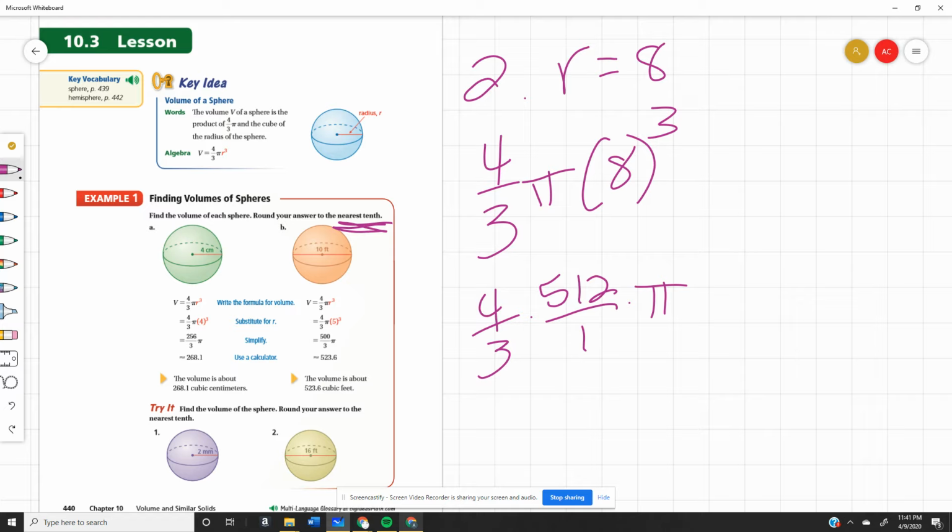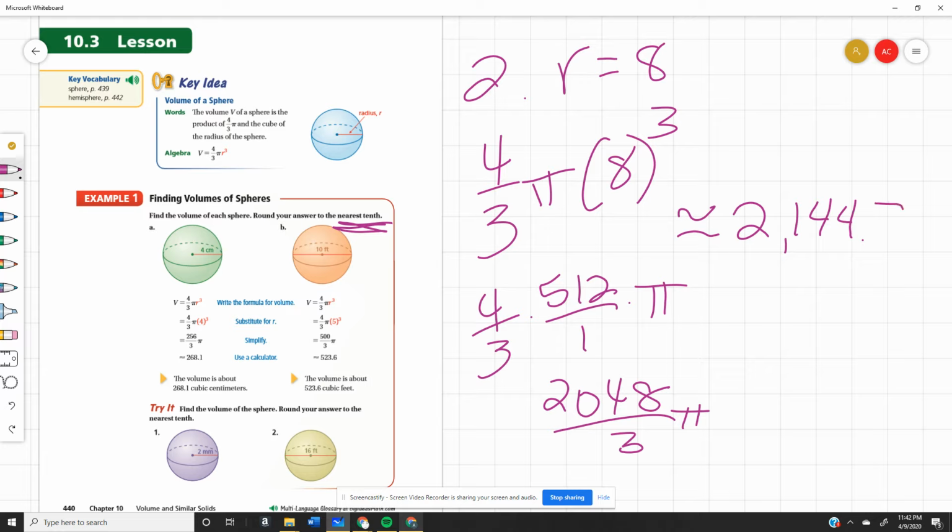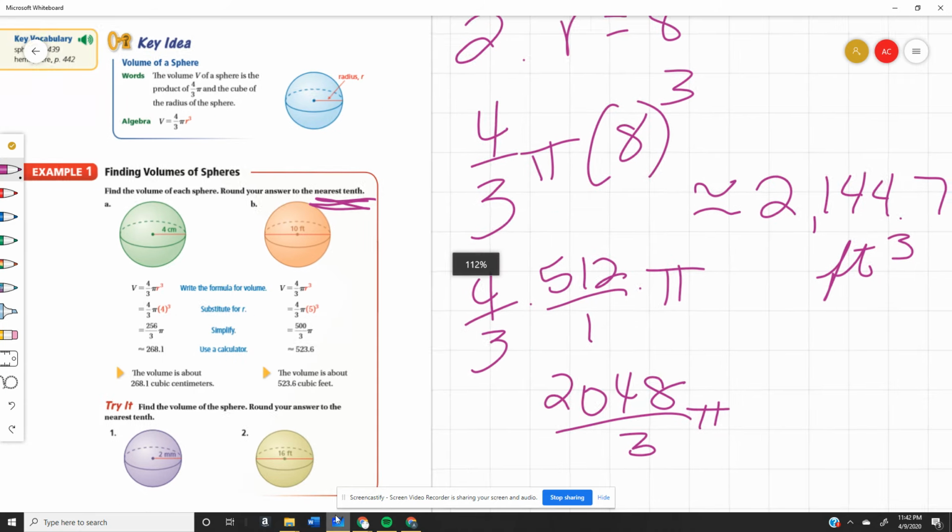Okay. So I'm going to see first if I can cross reduce 512. I can't. So 512 times 4 is going to give me 2,048 divided by 3 times pi. So let's plug that in to the trusty calculator. And I get approximately 2,144.7 feet cubed.